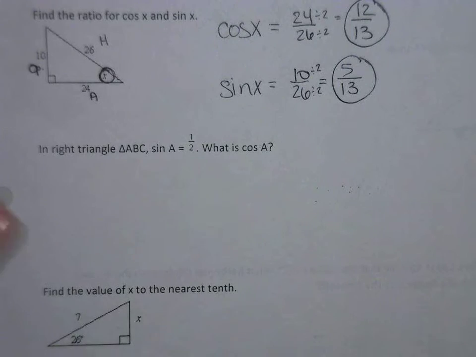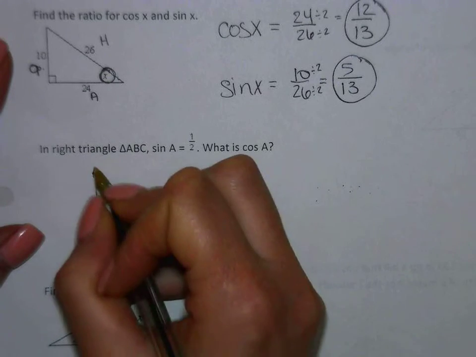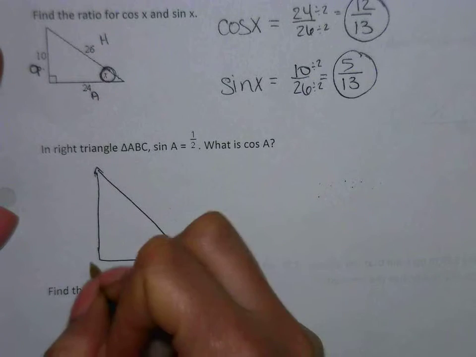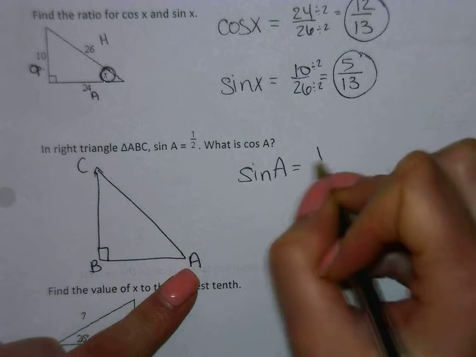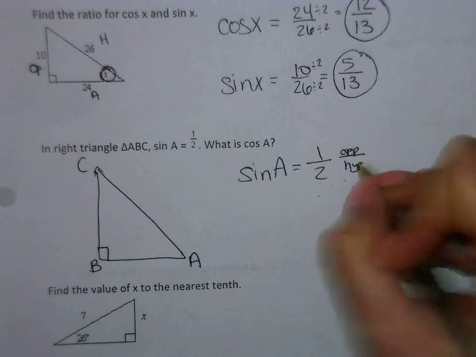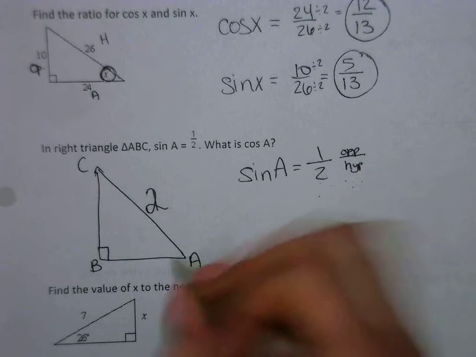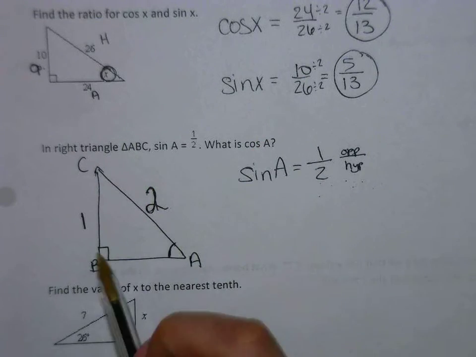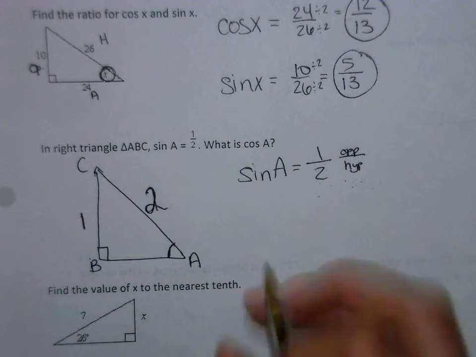So we have a right triangle. We have triangle ABC. We say that the sine of angle A equals 1 divided by 2. Remember, when we're working with the sine, it's the opposite divided by the hypotenuse. So the hypotenuse is a 2, and the opposite of angle A is a 1. So what we need to do is find that third side length so we can find the cosine of A. So to find our third side length, we're going to use the Pythagorean theorem.